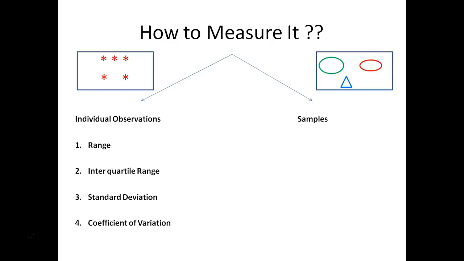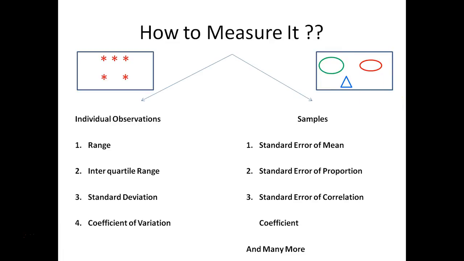Also coefficient of variation. In case of samples, when there is an entire population and we draw samples, subsets of that population, and in that there are individual observations, there are many ways, but the 3 most important which I'm going to discuss are standard error of mean, standard error of proportion, standard error of correlation coefficient. Now you have to understand that each of these samples will have their own range, their own standard deviation, their own coefficient of variation, which will be different from the entire population's standard deviation, range, and coefficient of variation.